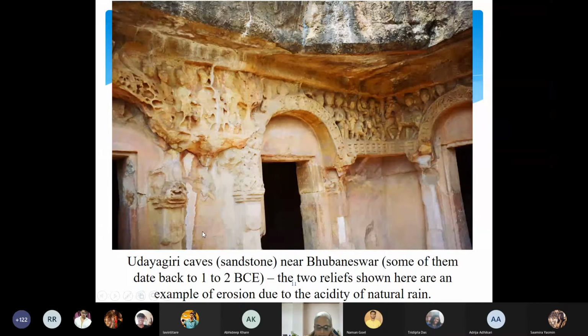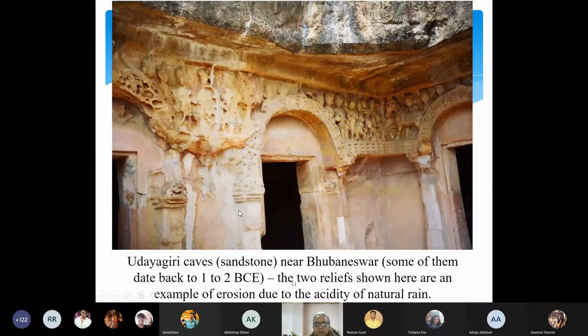And this is not 200, but 2000 years. These caves are estimated to have been carved about 1 to 2 BC, so that's about 2000 years ago. And you can see the level of erosion. There's almost zero erosion where there is complete protection from rainwater. And over here, you can see how much has eroded in 2000 years.